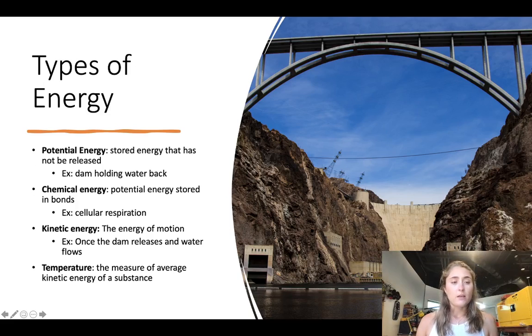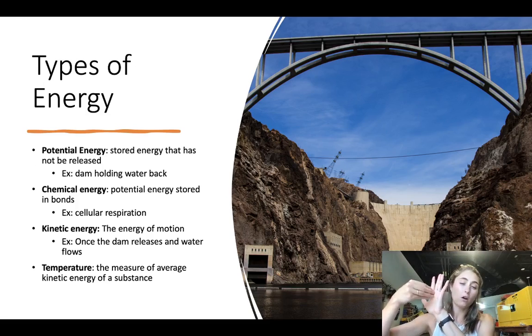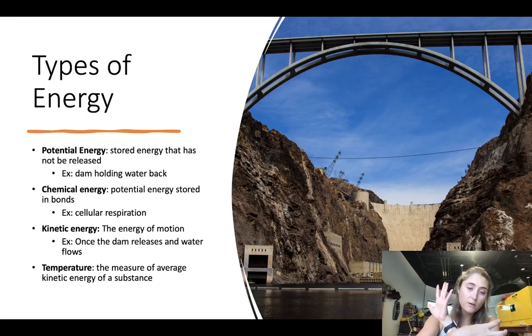I mentioned these already, but these are the types of energy we'll talk about in this class. There's potential energy. This is stored energy that hasn't been released. A really good example of this is Hoover Dam, or a dam in general. The dam wall holding back all of the water that's sitting in the reservoir behind it, that is potential energy. If the dam wall were to be removed, all of that water would flow, and it would be flowing in the form of kinetic energy. But that water sitting behind that wall just ready to be moving, that's potential energy.